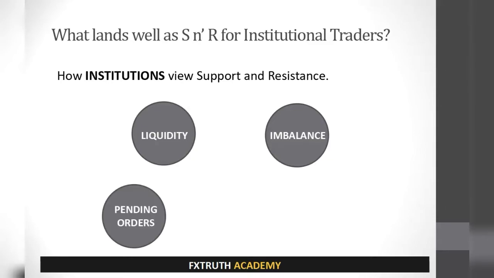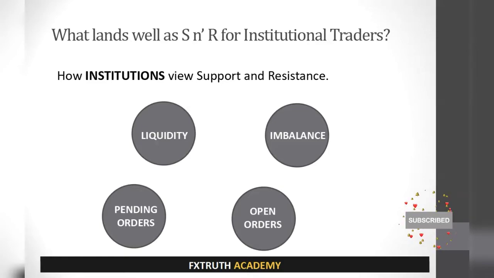The third is pending orders. Where are the pending orders in the marketplace? First of all liquidity, second of all imbalance, third where are pending orders in the marketplace, and the last of all is open orders. And I know some of you will be like, I know pending orders, but what are open orders? Don't worry, I'm going to do a deep dive. I'm going to explain each of these one at a time. So these are the four things that the institutions look for when viewing support and resistance.